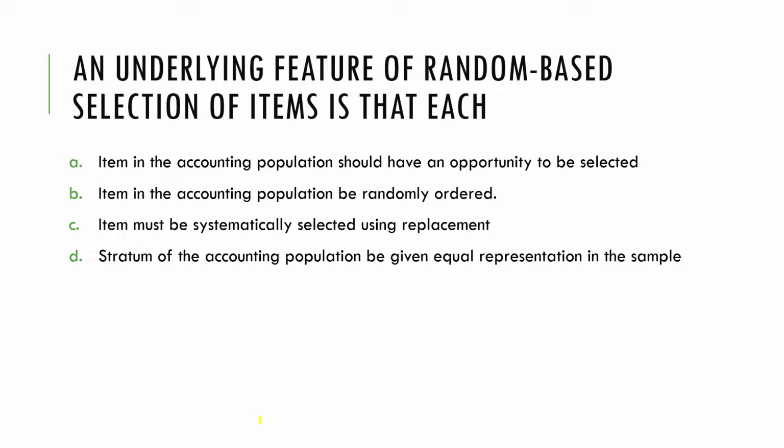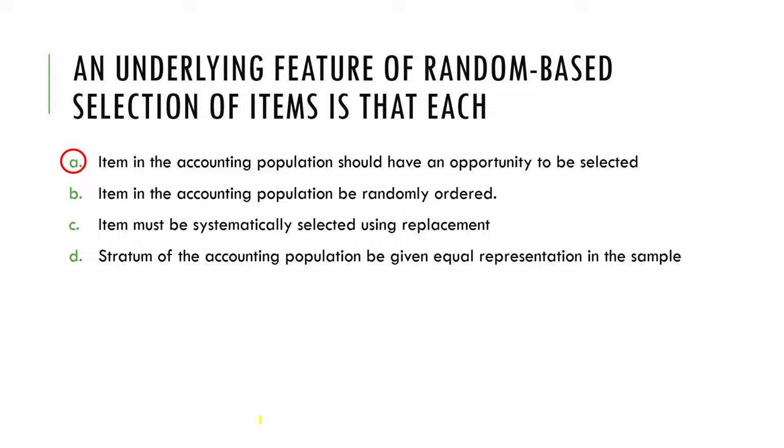Next, an underlying feature of random-based selection of items is that each, so we're looking at random selection, letter A, item in the accounting population should have an opportunity to be selected, or B, items in the accounting population be randomly ordered, or C, items must be systematically selected using replacement, or delta, stratum of the accounting population be given equal representation in the sample. So in this case, if we talk about random selection, of course, every single item in the population should have an opportunity to be selected.